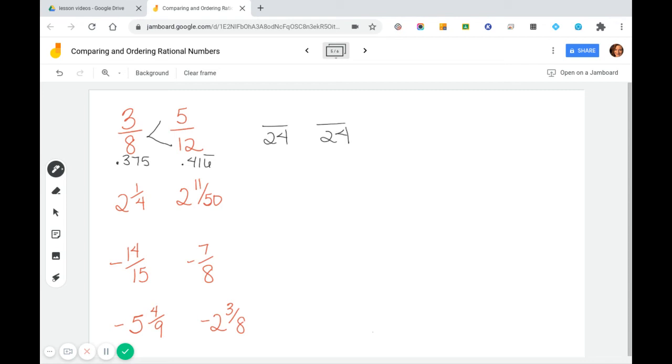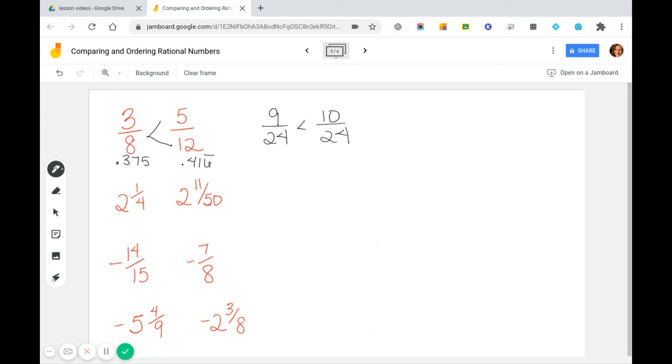To get from 8 to 24, I multiply by 3. So also take 3 times 3 and I get 9. To get from 12 to 24, I multiply by 2. So also take 5 times 2 and I get 10. 9 is less than 10, so that's my smaller one.